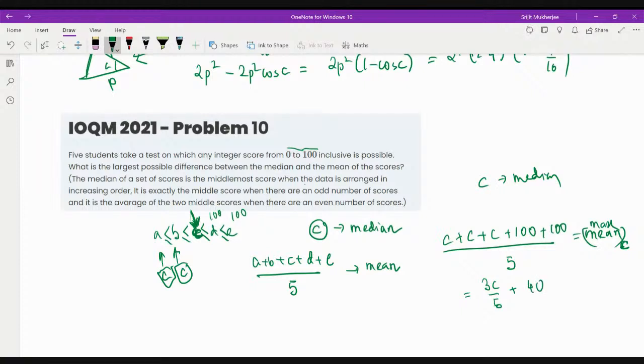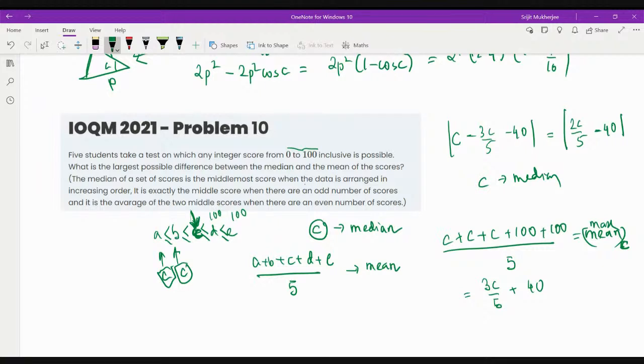Okay, so let's compute the difference, the modulus. So C minus 3C by 5 minus 40. If you take this, you get that 2C by 5 minus 40 is the positive quantity. So all of you understanding the method over here, guys? Yeah, this is called the extremal principle, guys. Okay, this is called the extremal principle.